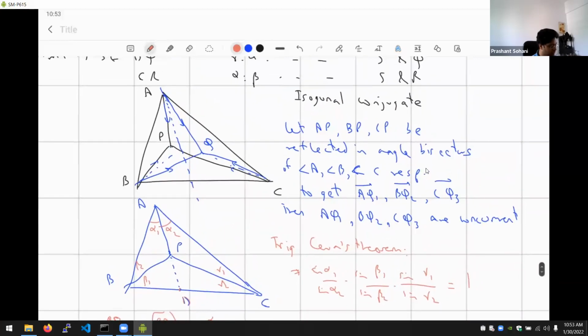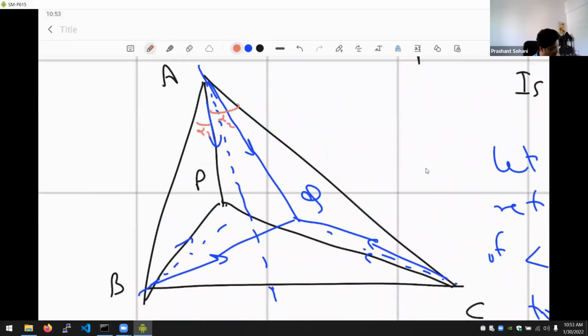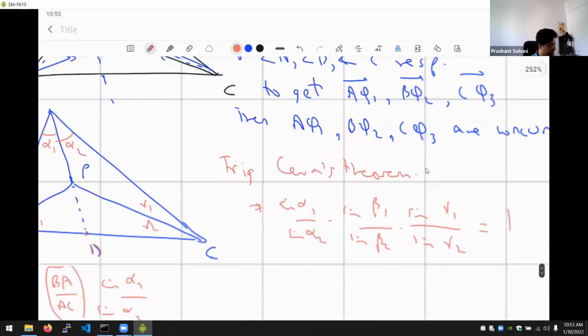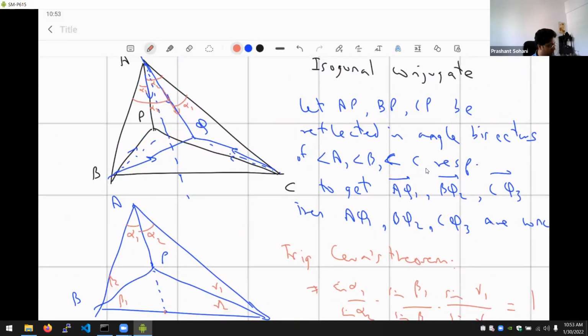Now what is happening here in isogonal conjugate is that when I take the reflection in the angle bisector, alpha 1 and alpha 2 get reversed. Originally this is alpha 1 and this is alpha 2. For the reflected ray, this is alpha 2 and this is alpha 1. So if I apply trigonometric Ceva's theorem, the product will still be equal to 1 because all the 3 terms will be reciprocal in the same way. Therefore, if the original 3 rays AP, BP, CP are concurrent, then the reflections AQ, BQ, CQ are also concurrent. So P and Q are called the isogonal conjugates of each other.